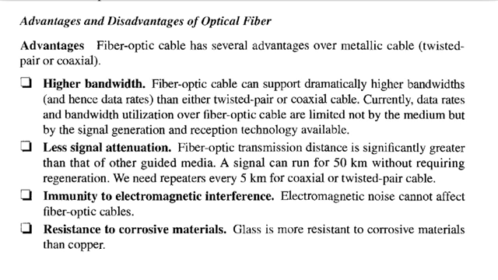Second, less signal attenuation. Fiber optic transmission distance is significantly greater than that of the other guided media. A signal can run for 50 km without requiring regeneration. We need repeaters every 5 km for coaxial or twisted pair cable. Third, immunity to electromagnetic interference. Electromagnetic noise can't affect fiber optic cables. Fourth, resistance to corrosive materials. Glass is more resistant to corrosive materials than copper.